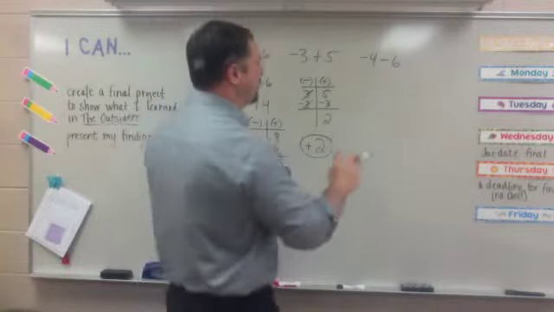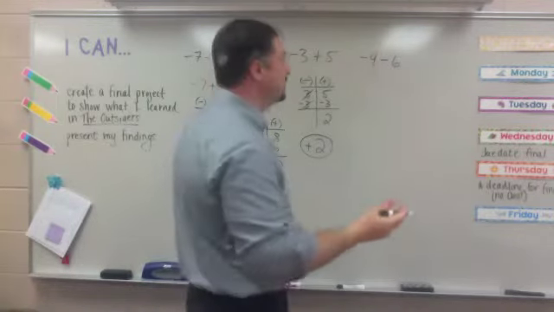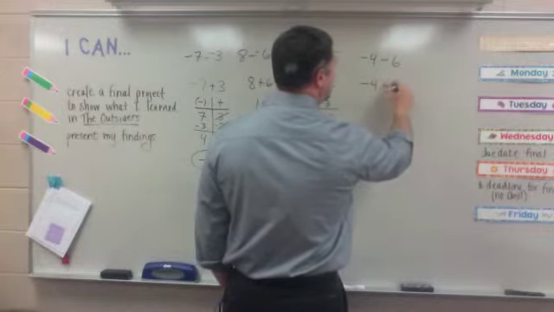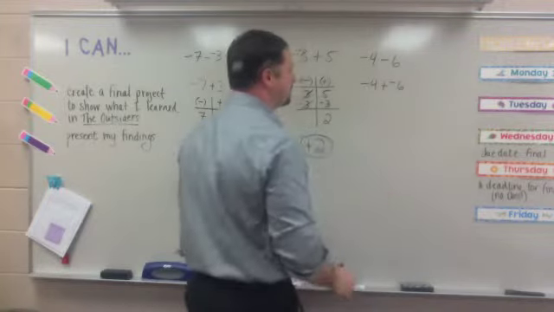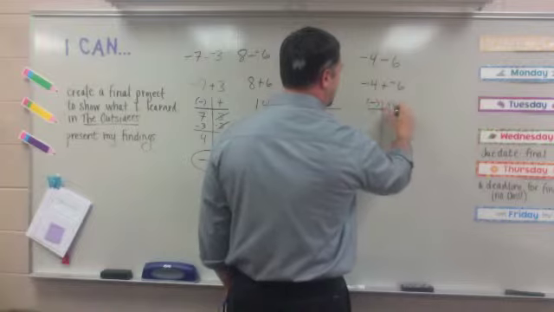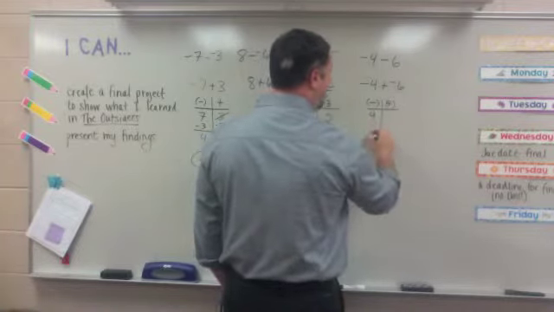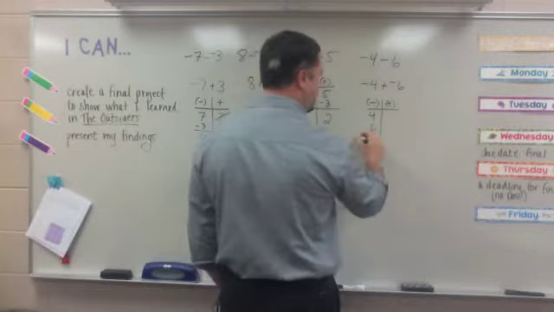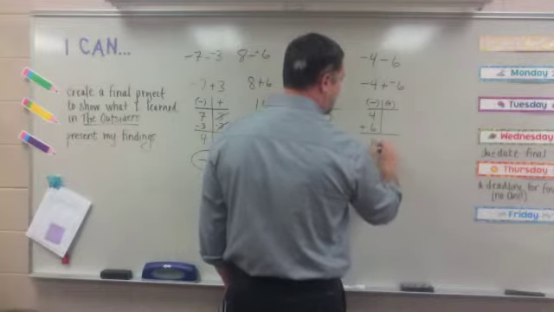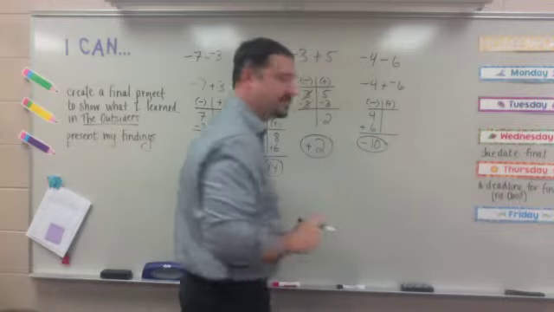Last problem we have here, -4 minus 6. Again, we want to change our subtraction problem to addition. Same, change, change. -4 plus a -6. Set up our T-chart. Negatives on the left, positives on the right. I have a -4 and a -6, so both of these are on the same side. So again, we add these together to get 10, but because it's in the negative column, our answer is -10.